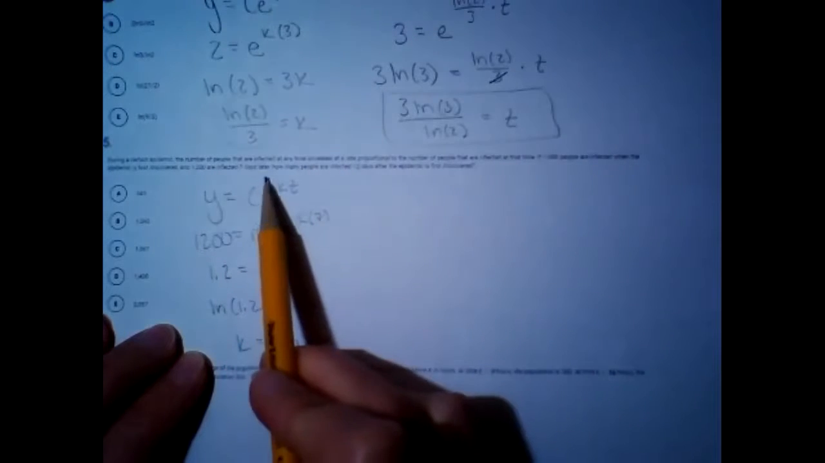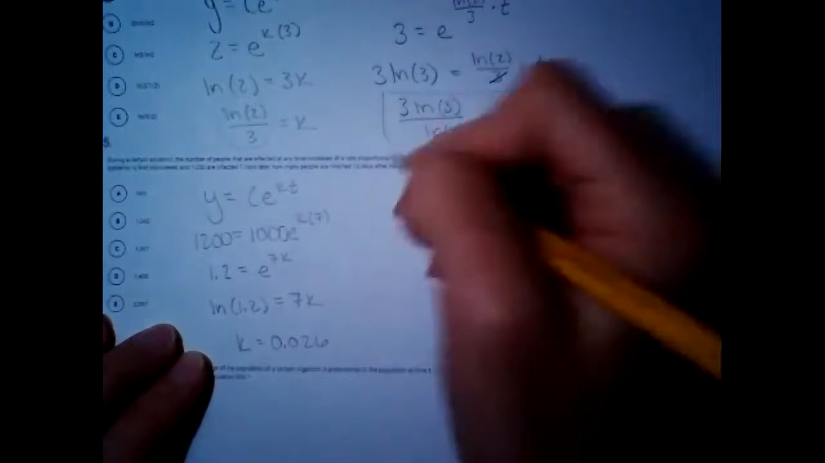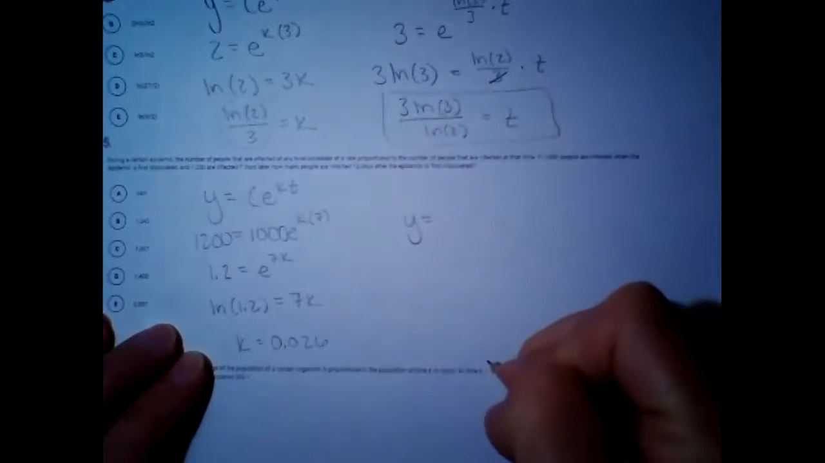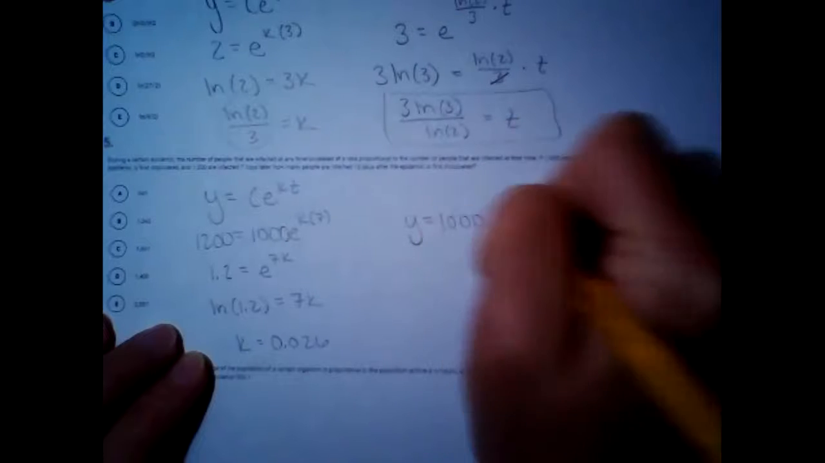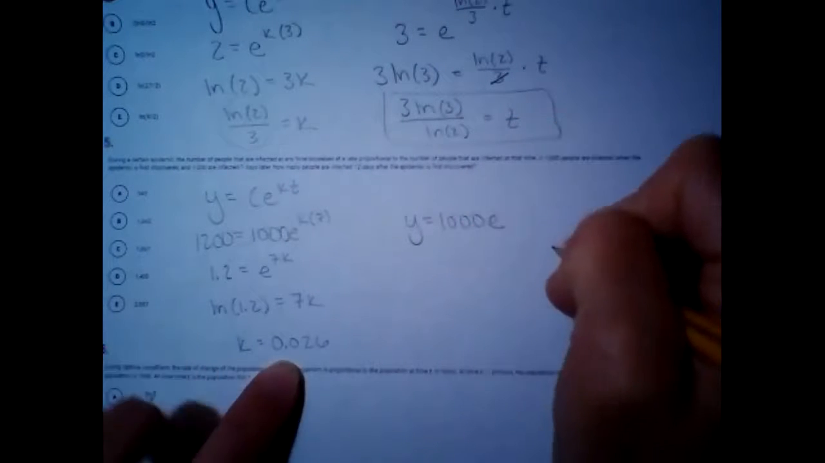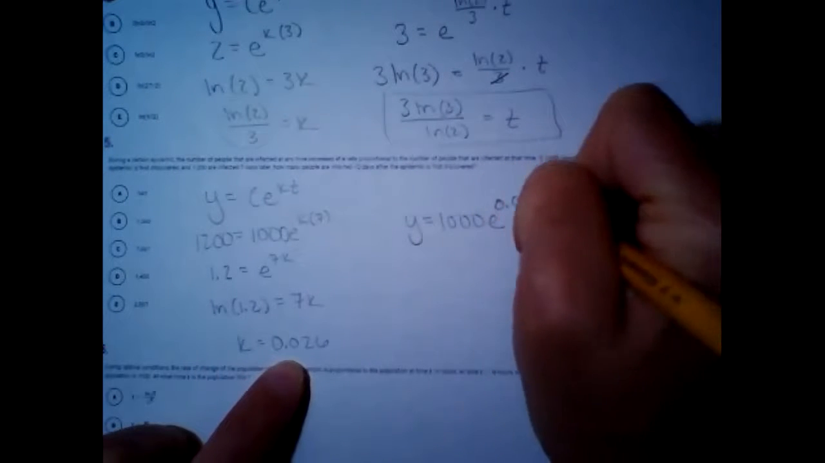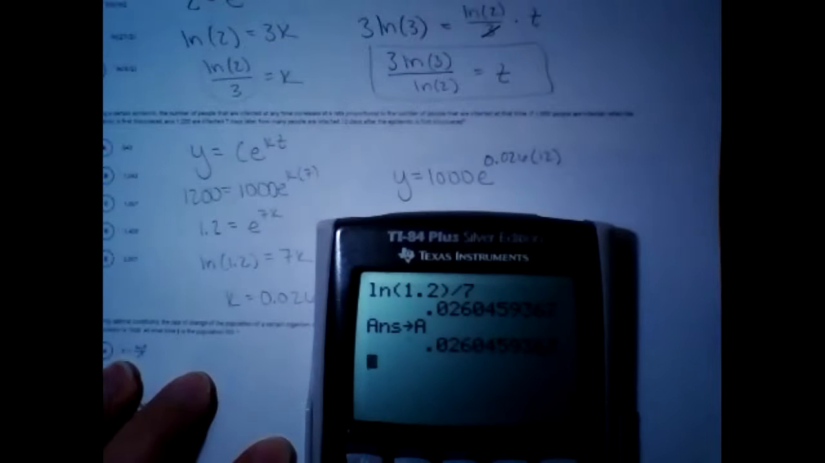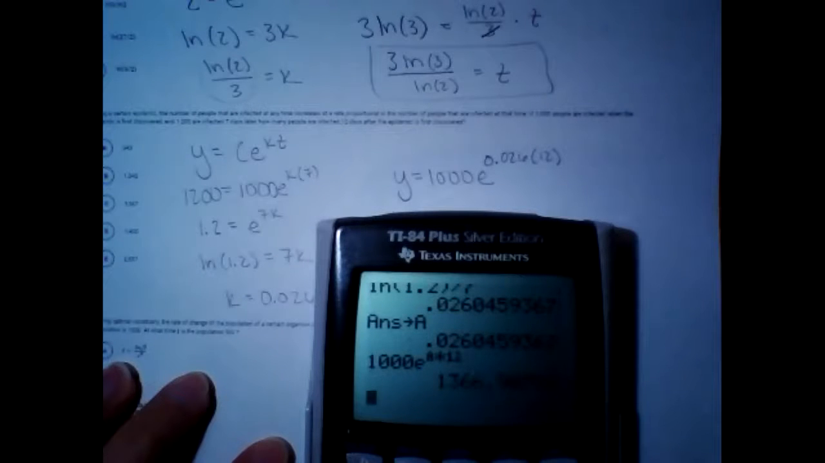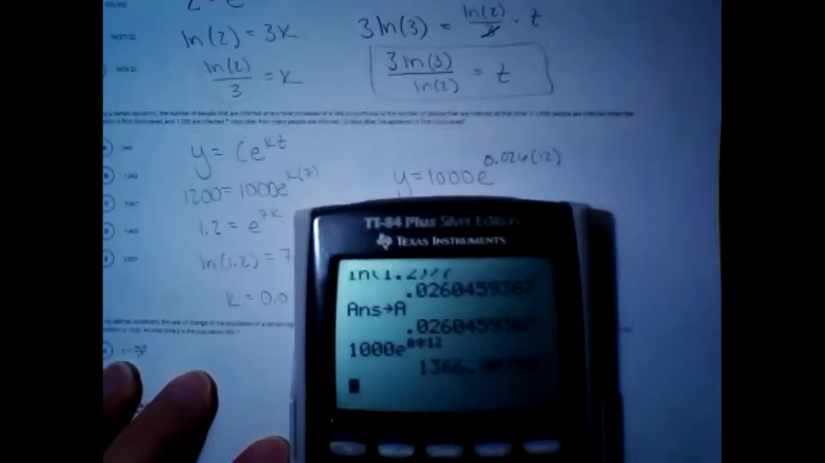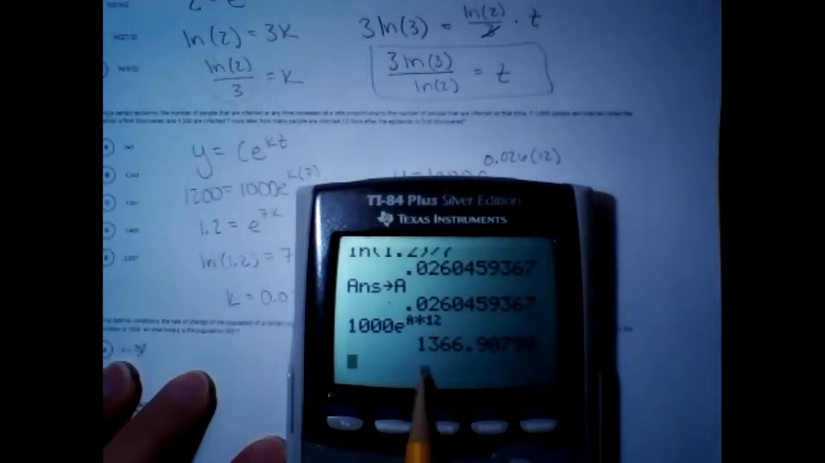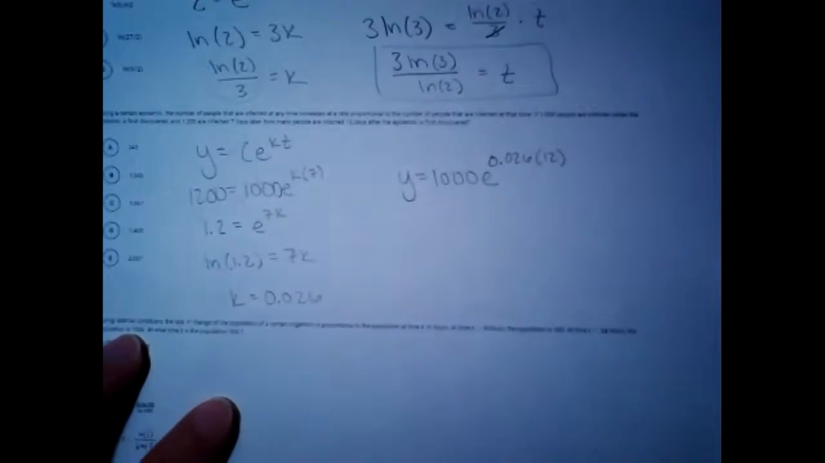And then they ask us, how many people are infected 12 days after the epidemic starts? We're going to plug in 12 for time. So again, we started with 1,000. It'll be e to the power 0.026 times 12. And just when I type that in, instead of 0.026, I'm going to use the stored value. So we're going to copy and paste that. They rounded to the nearest whole person, so it would be 1,367 people. So they're not going to chop a person into pieces here. So 1,367 people. So that one is C.